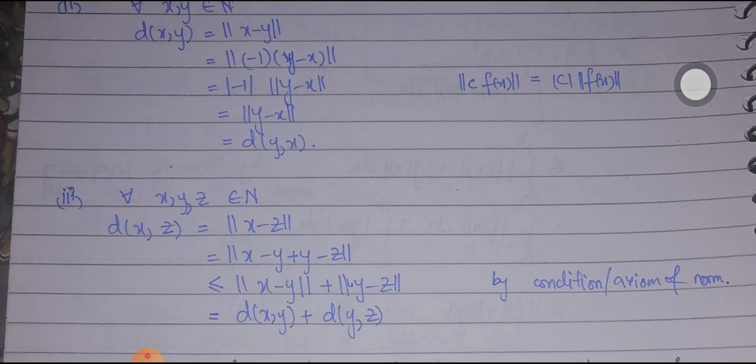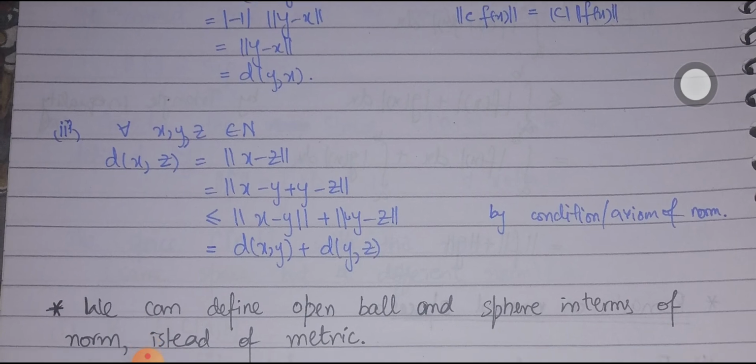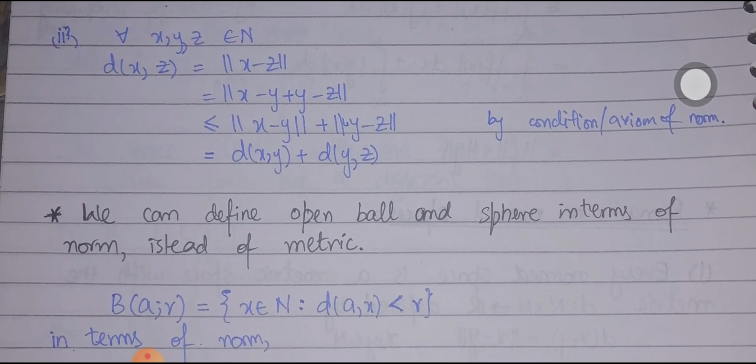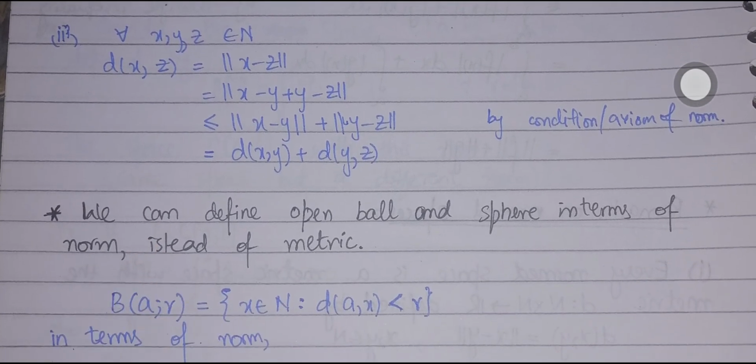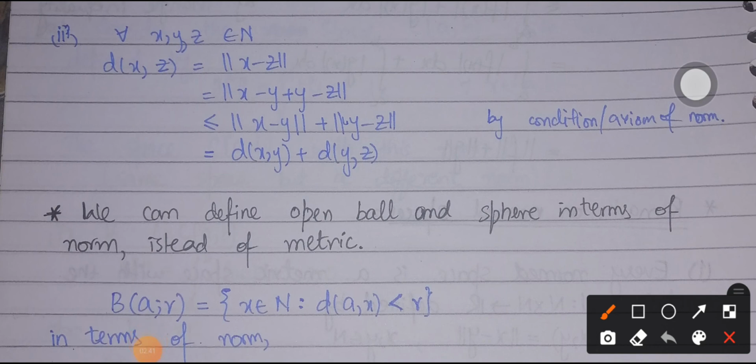Now for the third one, for all x, y, z belonging to the normed space N, let d of x,z be equal to norm of x minus z. This is for the triangle inequality, so we are going to introduce another element y. We are going to add and subtract y in this expression. Then we can apply the condition of norm, that it will be less than or equal to the norm of the first term plus the norm of the second term, which is equal to d of x,y plus d of y,z. Hence the triangle inequality is also proved, and now we can say that every normed space is also a metric space with the particular metric defined previously.